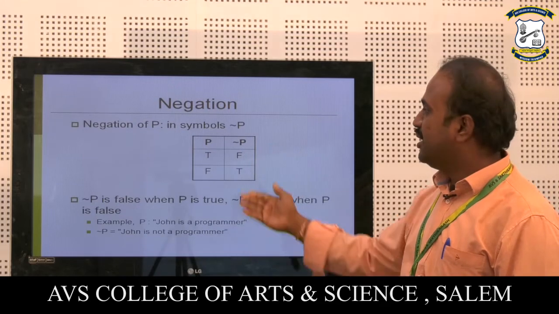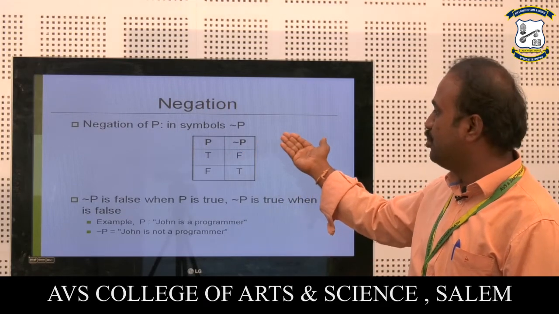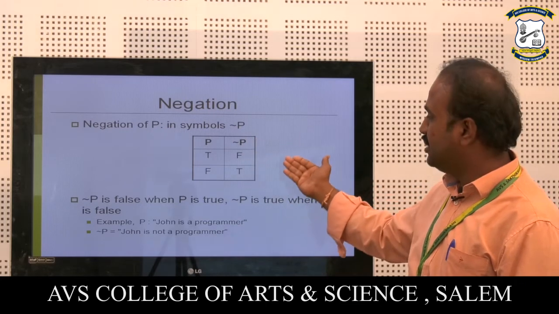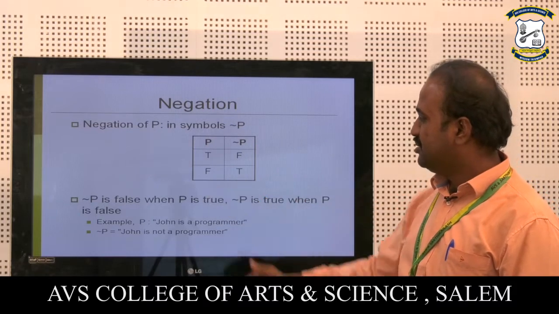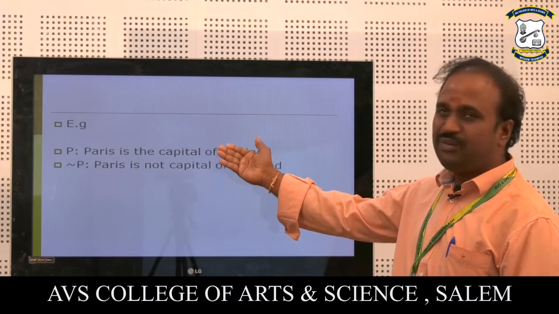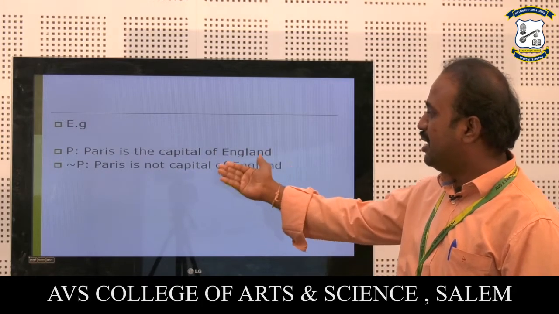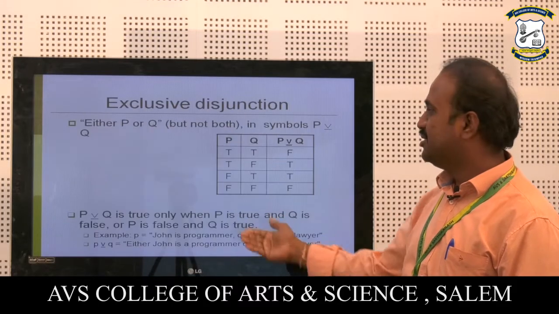Negation statement. The negation of P has the symbol for negation. P statement true, the result is false, and P false, the result is true. Example for the negation: Paris is the capital of England, and Paris is not the capital of England. This is an example for the negation.